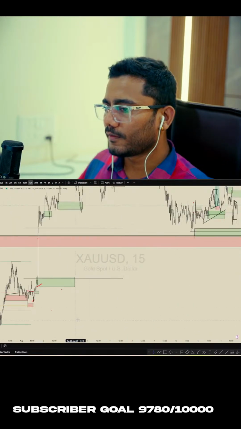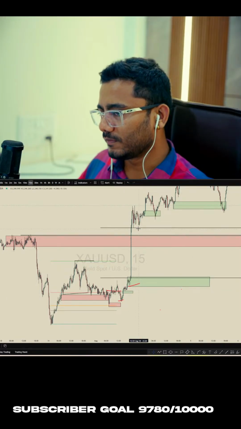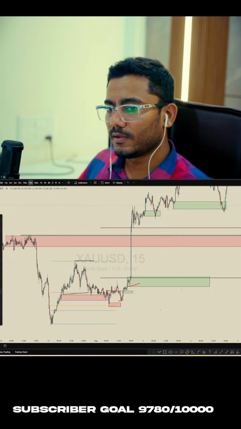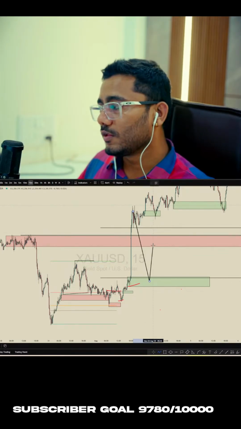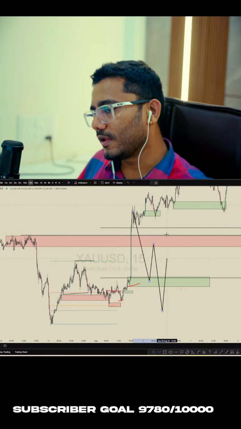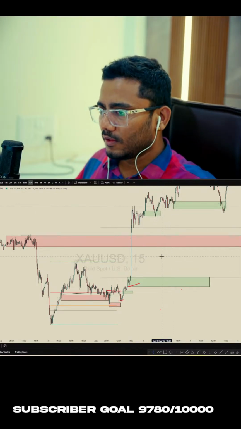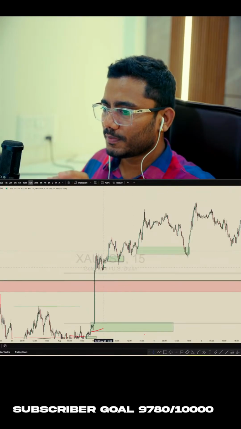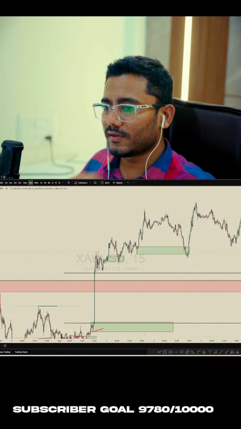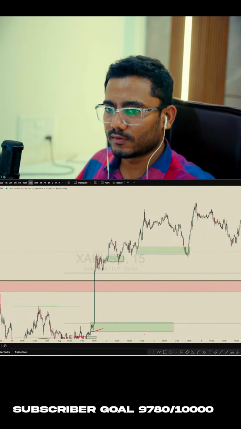Here we can see this is the imbalance which broke multiple structures, but it was never fulfilled, because when an imbalance is fulfilled, it will create more liquidity. This liquidity will be swept again, and again it will. So this is the loop. You have to understand that if you're entering at these structures, then probably you don't want that imbalance to get fulfilled, because if that imbalance gets fulfilled, then price will probably hit your stop loss and then go in your direction again.